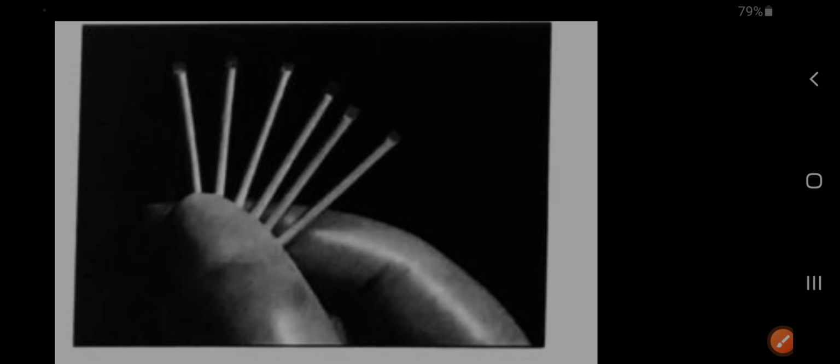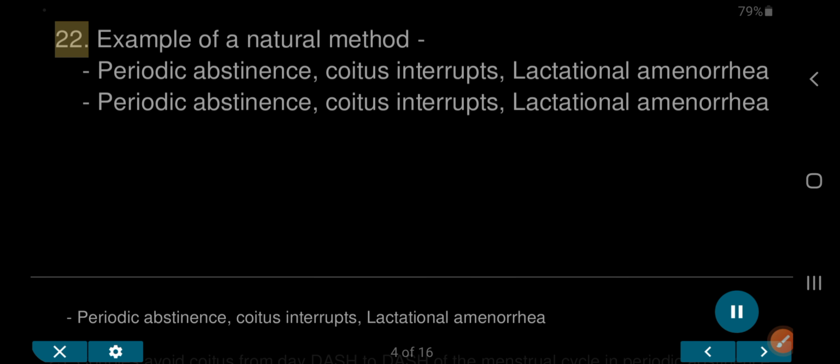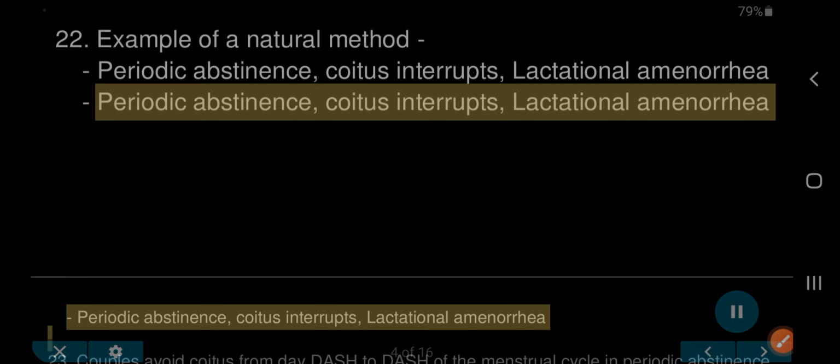22. Examples of a natural method: periodic abstinence, coitus interruptus, lactational amenorrhea.